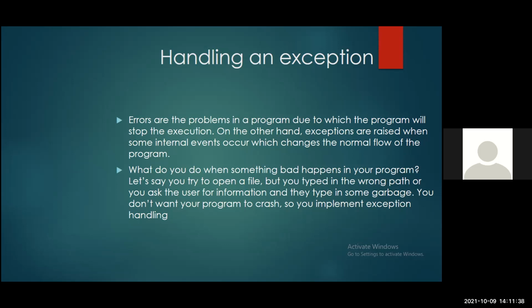For instance, what do you do when something bad happens to your program? Let's say you are trying to open a file, then you type a wrong path, or maybe you have an indentation error. Or you ask the user for information and they type in something that's not what it should be. You don't want your program to just terminate because of one simple line of code that maybe is done wrongly. You want your program to continue and give you what you expect. So in this case, you can pass in an exception whereby in such a case, just give these outputs and continue executing the rest of the lines of code.